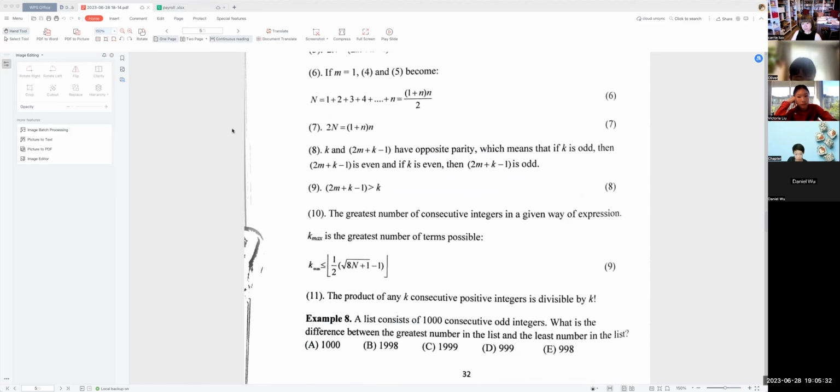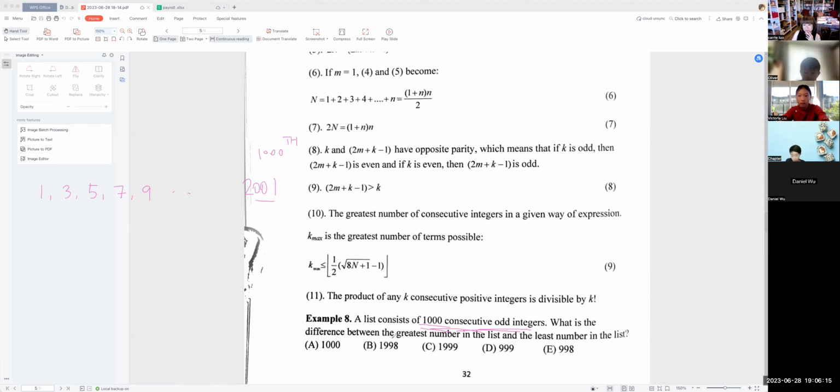A list consists of 1,000 consecutive odd integers. What is the difference between the greatest number in the list and the least number in the list? Okay, a list of numbers consists of 1,000 consecutive odd integers. So for instance, 1, 3, 5, 7, 9, and all the way. So 1,000 numbers will be what? So 2001, right? So 2001 is the 1,000 numbers, correct?